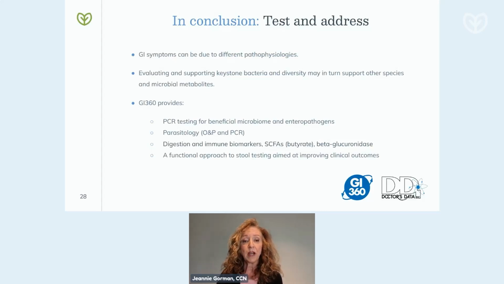The GI 360 also covers PCR detection, the parasitology, and those stool chemistries. It is really a functional approach to stool testing that you can have immediate results with to treat patients 2 hours later if needed.